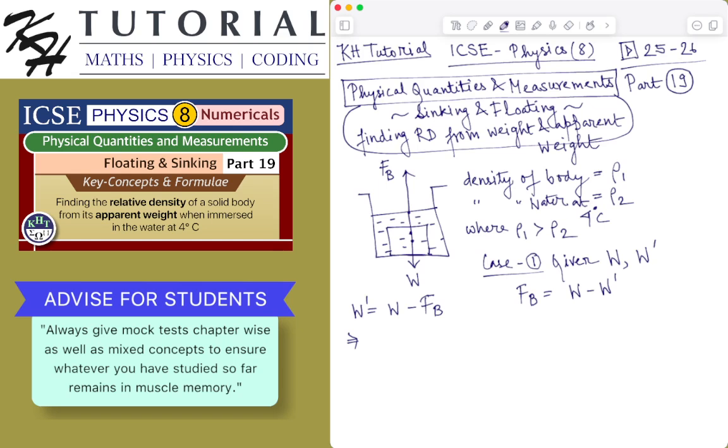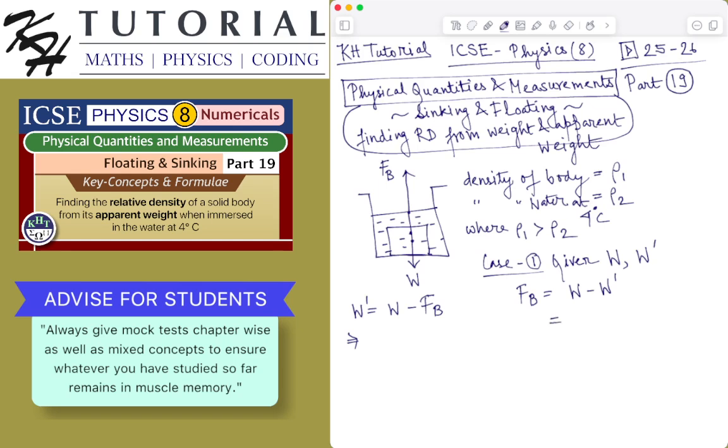Now, to find the relative density, we know that the relative density of the body is nothing but the mass of some volume of the body divided by the mass of an equal volume of water at 4 degrees centigrade. Since we are considering the liquid to be water at 4 degrees centigrade, what is the buoyant force?